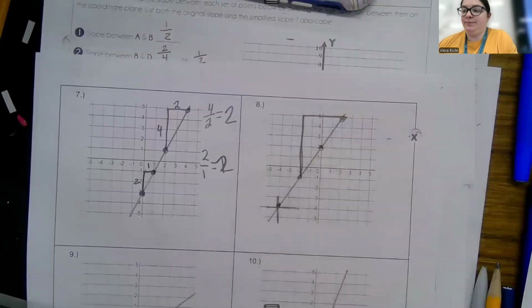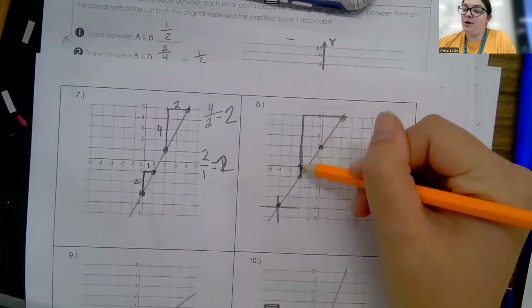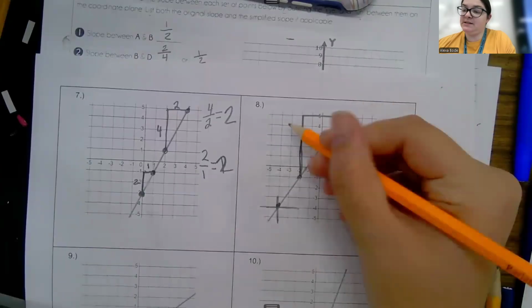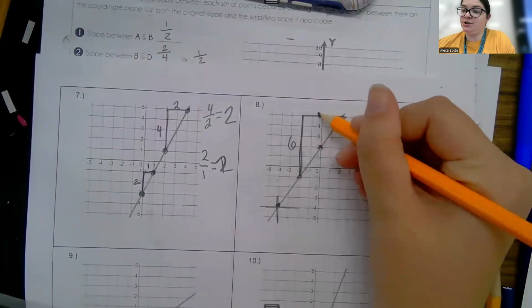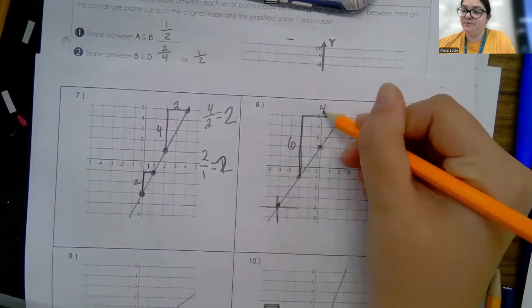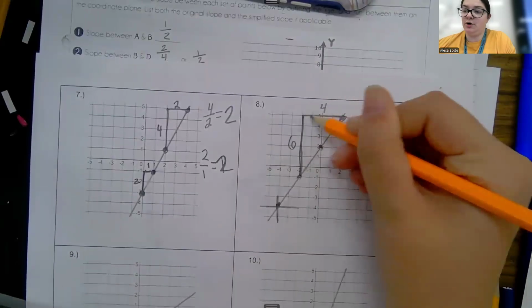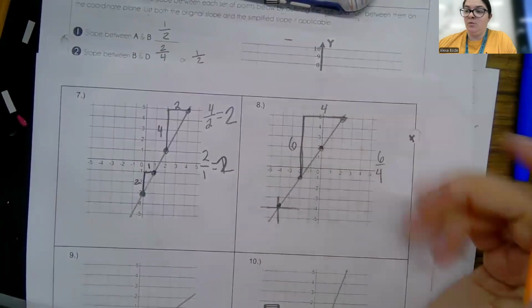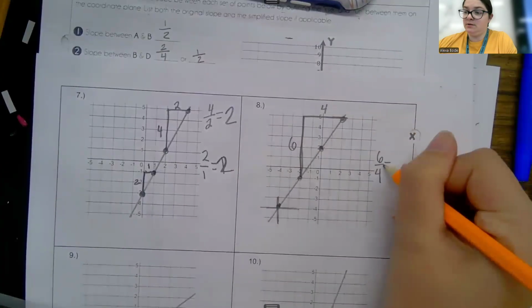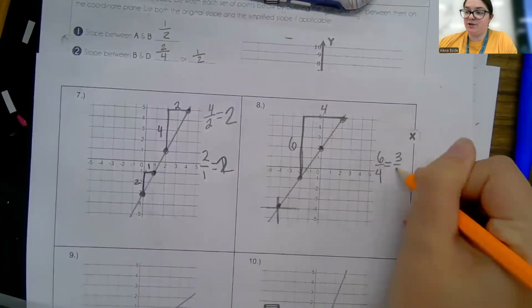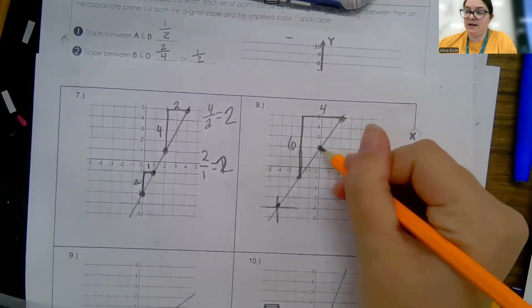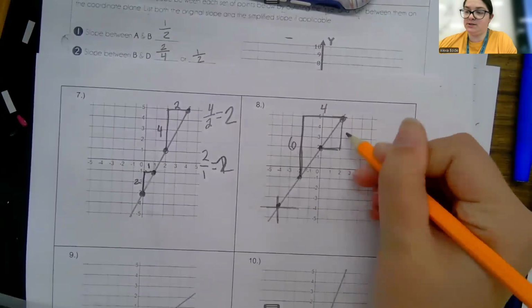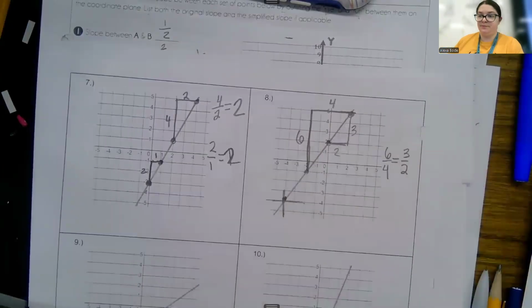draw our triangle. And we went up 1, 2, 3, 4, 5, 6. Went over 1, 2, 3, 4. So my vertical over horizontal is 6 over 4. When I simplify that, it simplifies to 3 over 2, which you would get if you chose these 2 points, you would get 3 and 2. Okay?